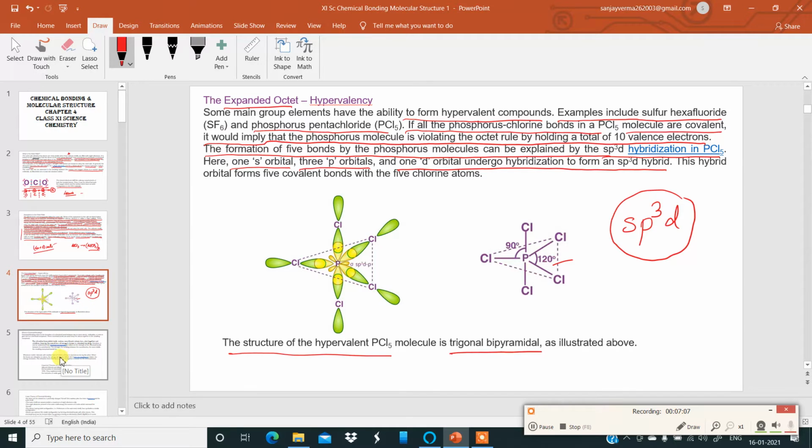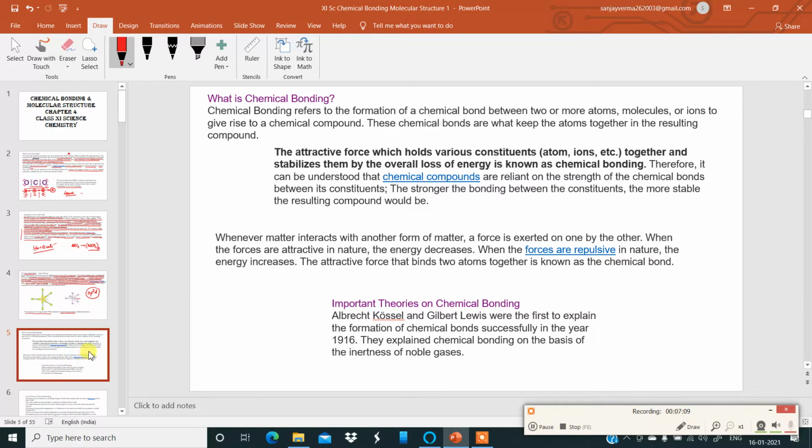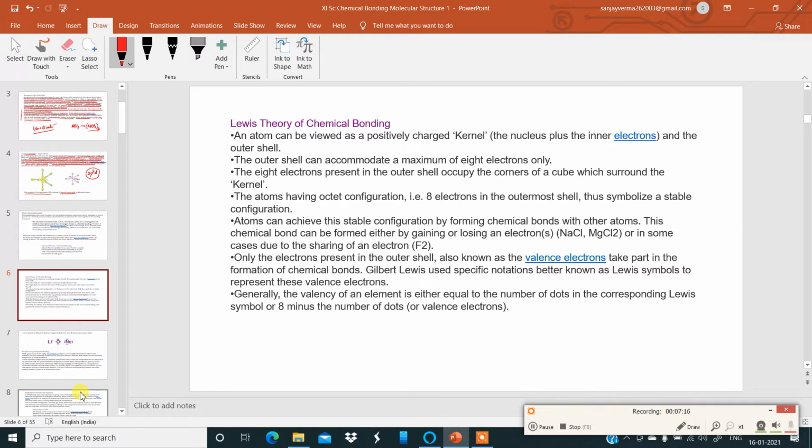Now, what is chemical bonding, that I will not tell again and again. Let's go to the next slides. Lewis theory of chemical bonding, here also the same thing.